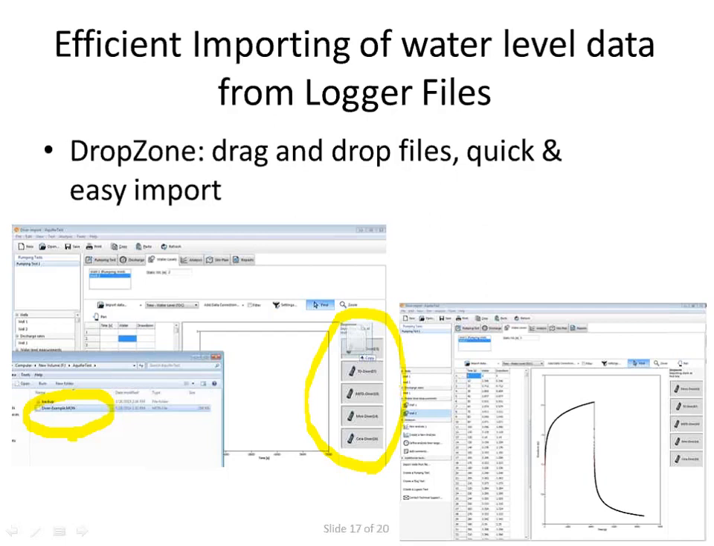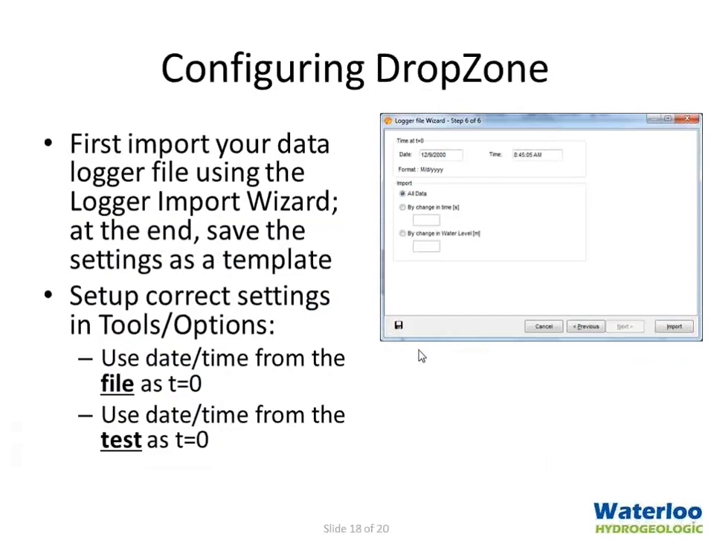So there's a simple example for a diver data logger that's included with the installation. If you look in the exercises folder, there's a file called diver example, which is a MON file, and you can simply drag that into the DropZone and drop it on the microdiver panel, which I've highlighted here, and the program will automatically import that data for you. So it's a very quick and easy way to load multiple data logger files which follow a similar format. If you're always using the same pressure transducer or the same data logger for a variety of tests, it can be a significant time saver.